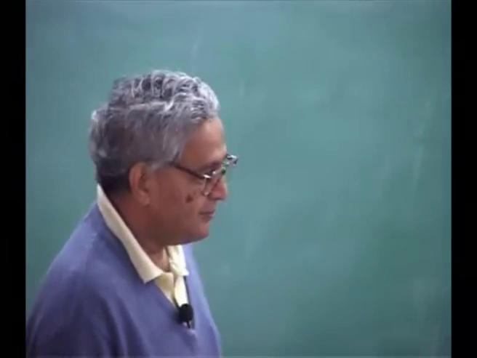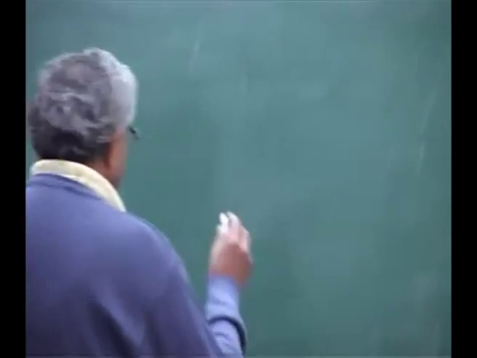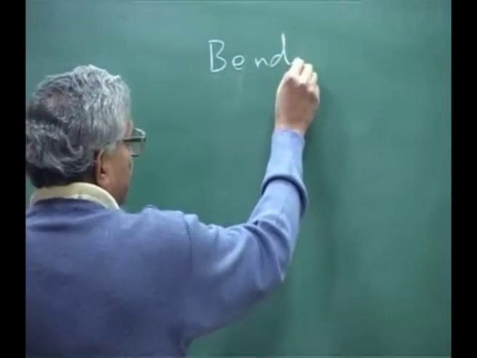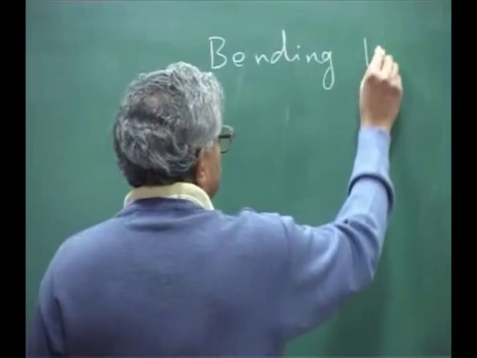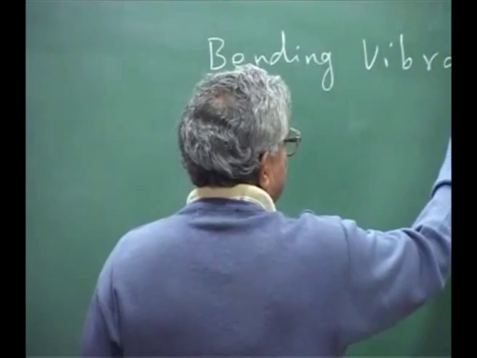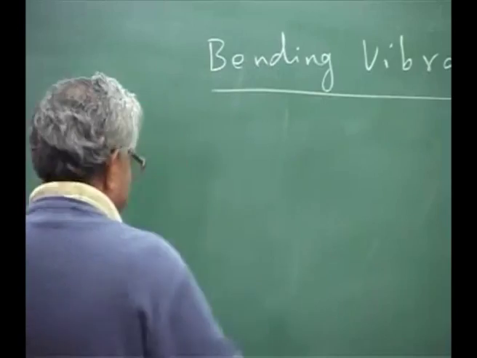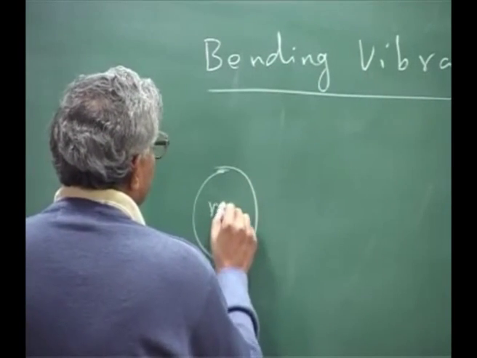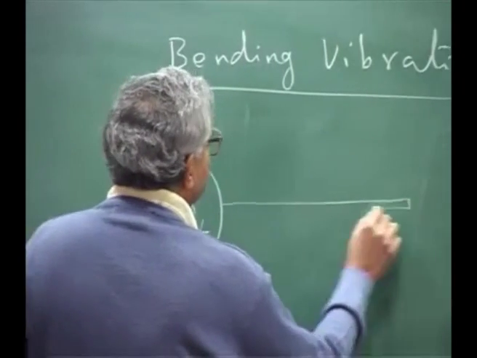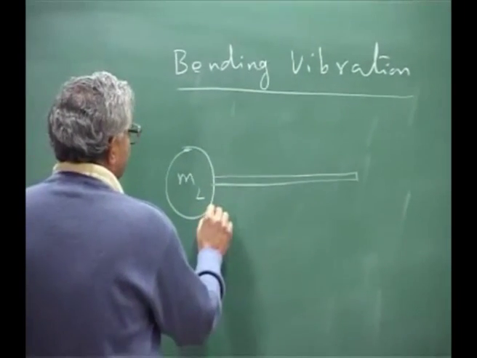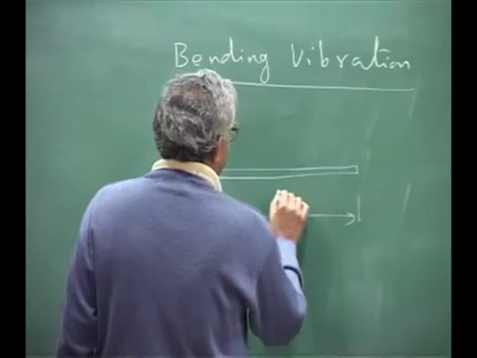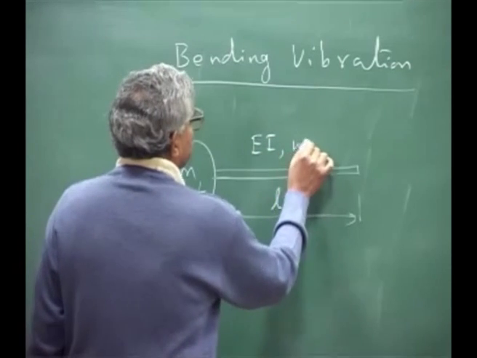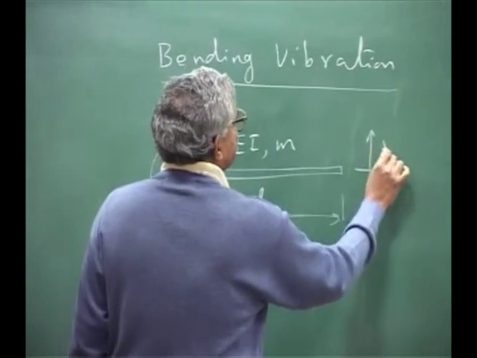Solution for beam vibration problems, and these are exact solutions of a simplified problem. Let us take this as the fuselage mass, on the left side, and this is my wing whose length is L, and EI and m are its properties.